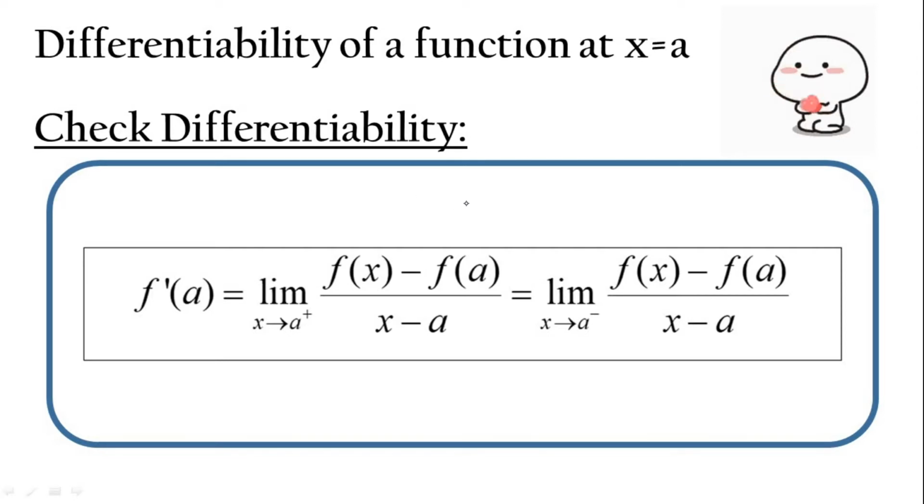But for this one, we have a specific formula here where our f prime of a, where a in this case is the value of x that we have to find, is the limit of x approaches a from left, which must be equal to the limit of x approaches a from right, of f(x) minus f(a) divided by x minus a. If we get the same value for both limits, it means that our function can be differentiated. But if it's the other way around, it means that our function is not differentiable.